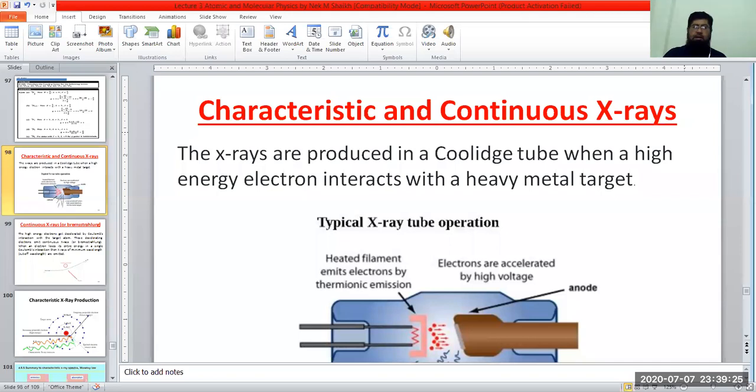We are discussing the X-rays. So what are the X-rays? There are two types of X-rays. One is called the characteristic X-rays, and the other is the Bremsstrahlung radiation, or continuous X-rays.